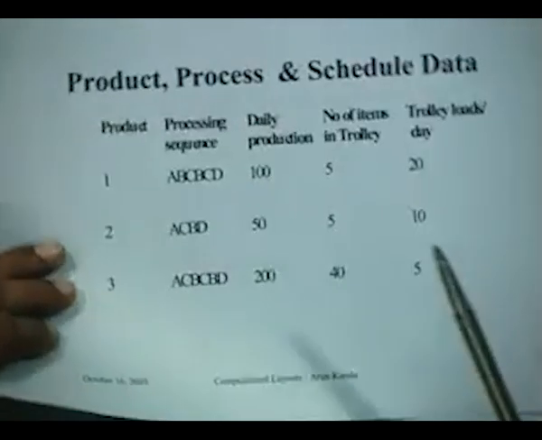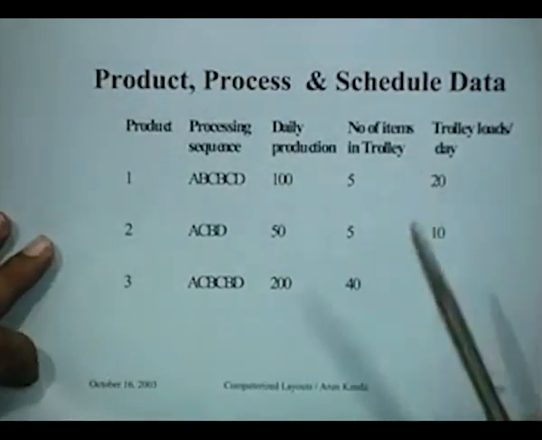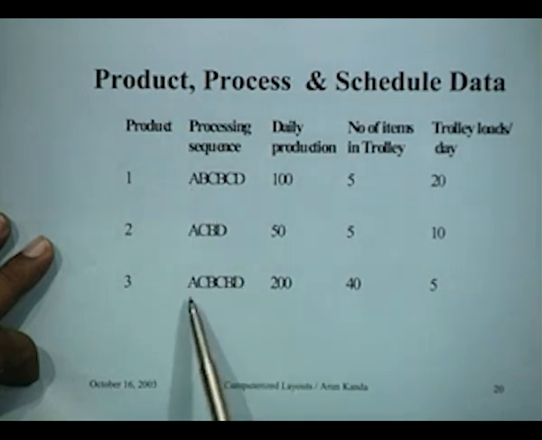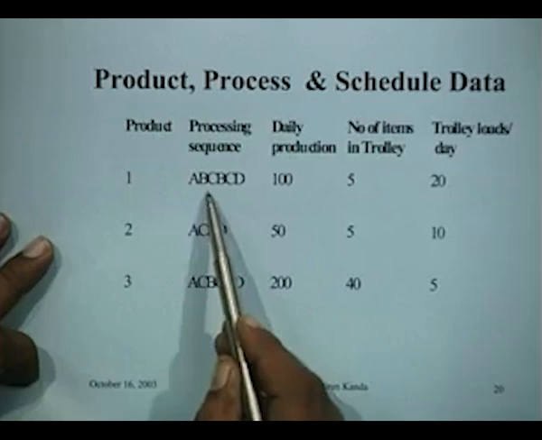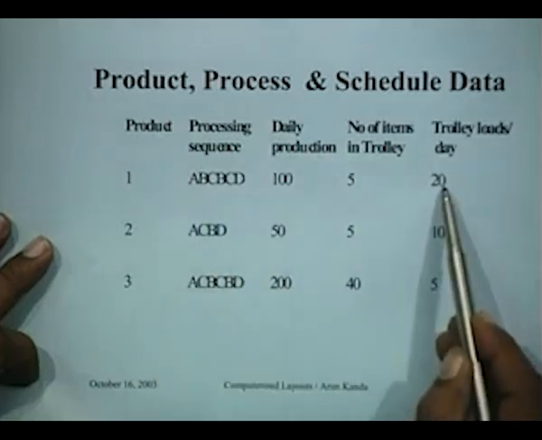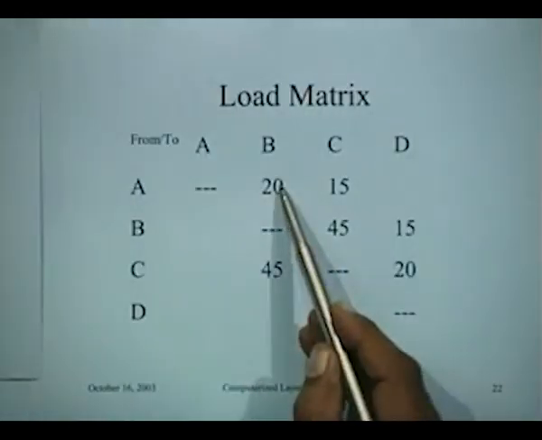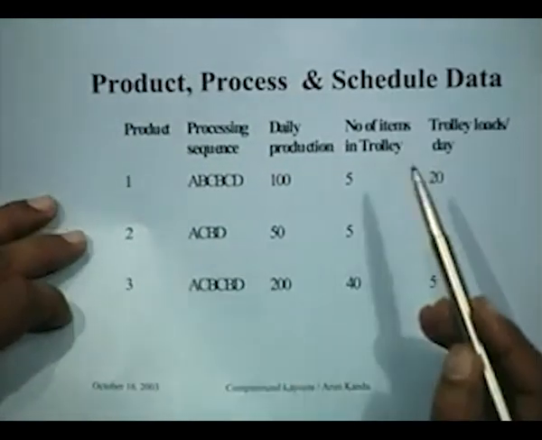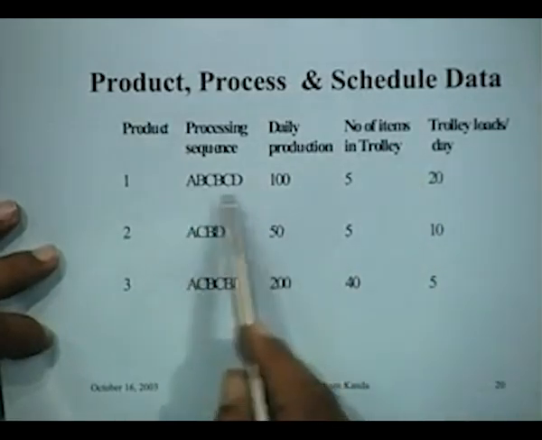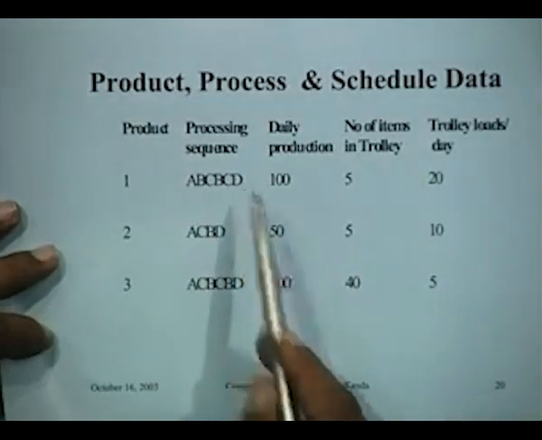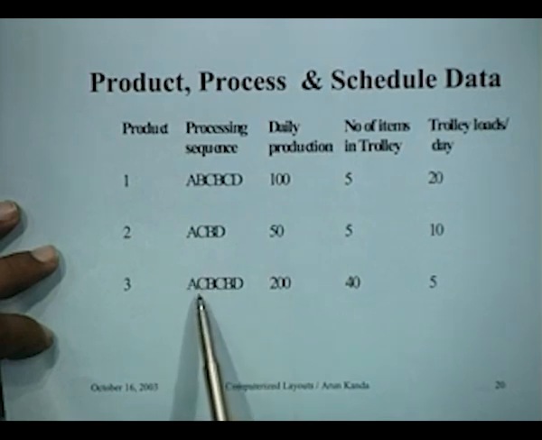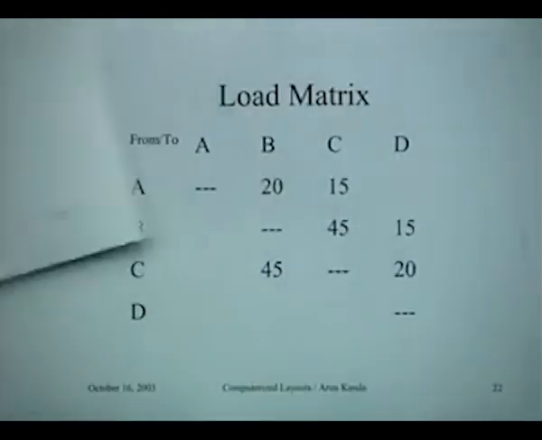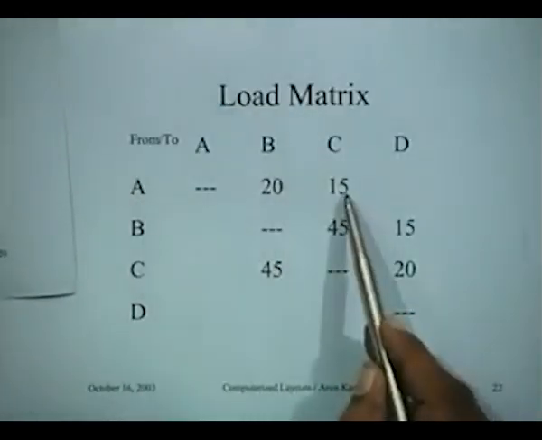So what happens is, look at the product, process and schedule data. What you find is the only movement from A to B is this one. A to B is here. There is no other A to B movement here. So A to B, the total movement is 20 trolley loads per day. So I enter this 20 trolley loads per day. Similarly, I look at A to C. What happens in A to C? Look at this diagram again. A to C does not occur in the processing sequence of product 1, but you have A to C here and A to C here. So the total movement from A to C is going to be 15 units. So I put 15 units as the movement that takes place from A to C.